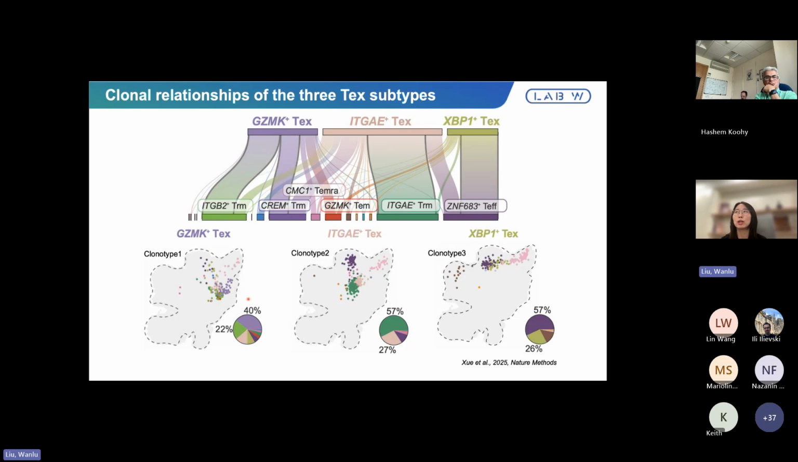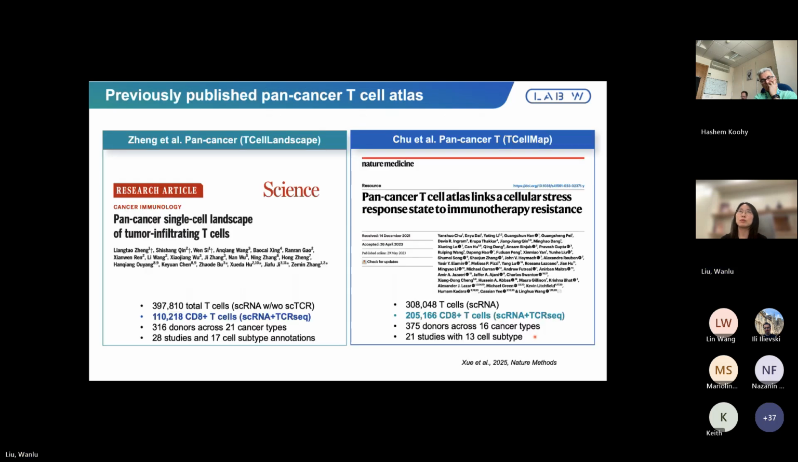We also looked into some representative clonal types. For example, in clonal type 1, which is for GZMK-TX, you can see that it has clonal sharing with ITGB2 TRM and ITGAE-TX. While for ITGAE-TX, it is mostly sharing between ITGAE-TX and ITGAE-TRM, and the XBP1 clonal type is mostly sharing between these two cell types.